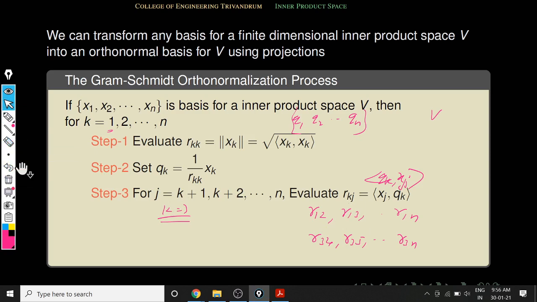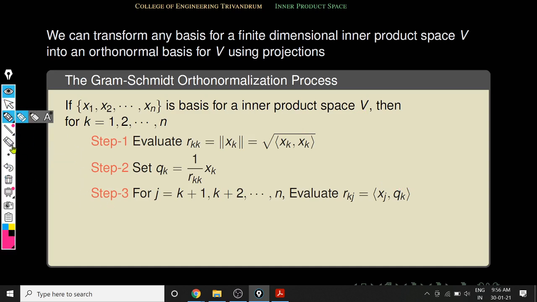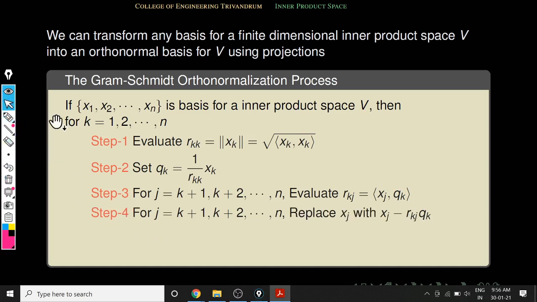Then the last step: for J equal to K plus 1 up to N, we replace XJ with XJ minus R_KJ Q_K. That means we are going to replace all the remaining XJs. Now we have a set like this, X1, X2, up to XN, so we are going to construct a new set. When K equal to 1, we have Q1, and we are replacing all the remaining Xi's using these Xj's.